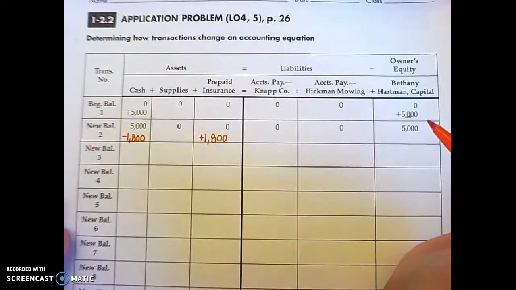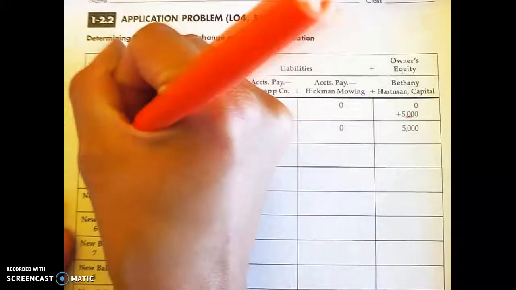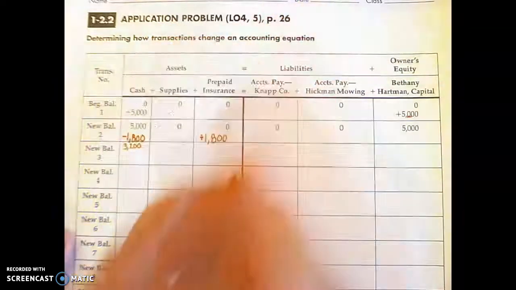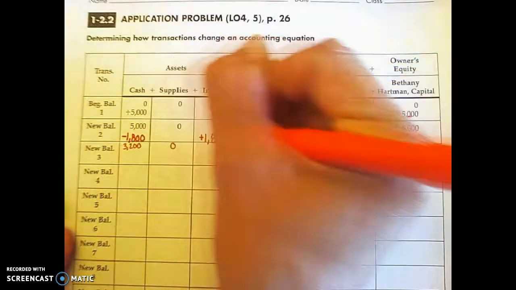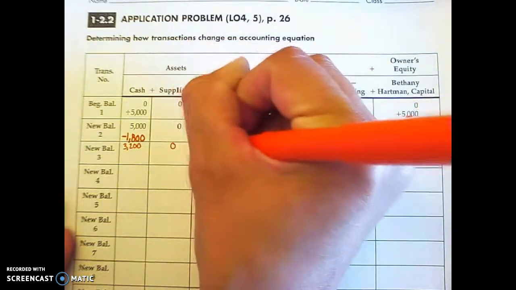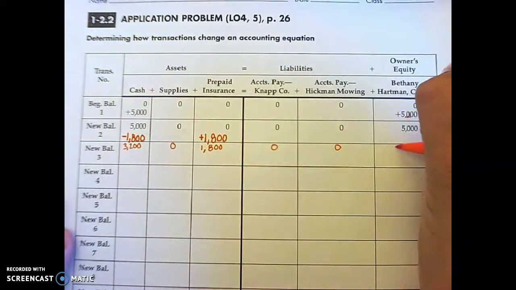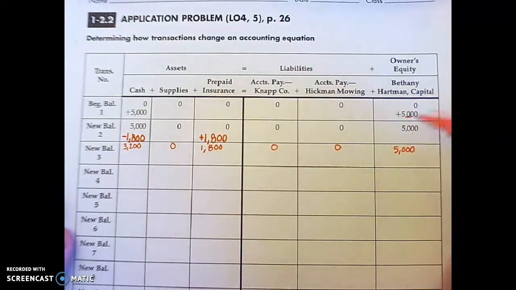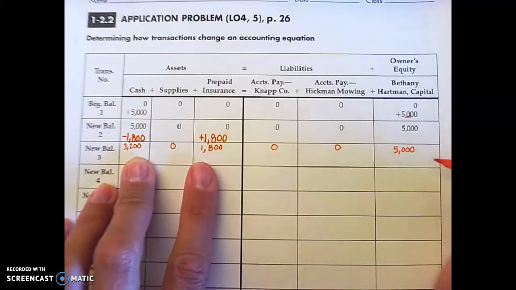So we will then need to go ahead and calculate our new balances. And when we do this, I just go from left to right. So 5,000 minus 1,800, this will be 3,200, and you'll need to write small on top, as you can see I did. Supplies is still at 0. Prepaid insurance is $1,800. The two accounts payable are zeros, and then capital is still 5,000. Since nothing happened to this $5,000, it's still $5,000. I can go ahead and add 3,200 plus 1,800, which will be 5,000. My accounting equation is in balance right now.